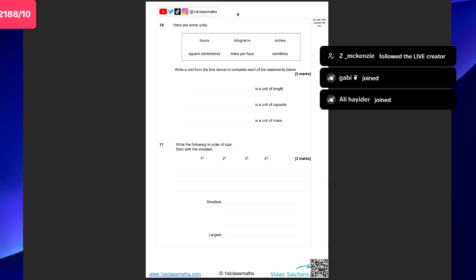Okay, so something is a unit of length. So length would be what, guys? What would length be? So be careful.